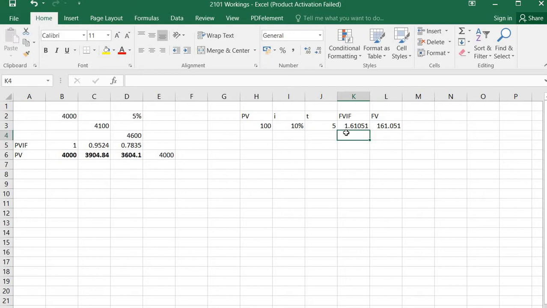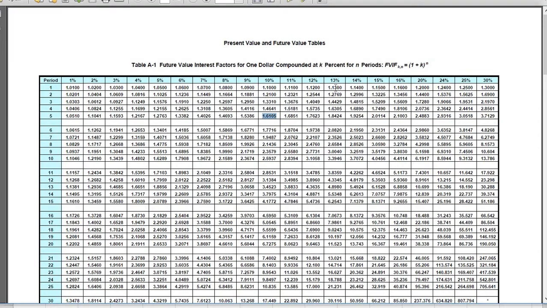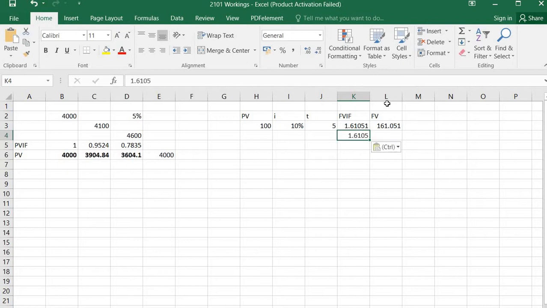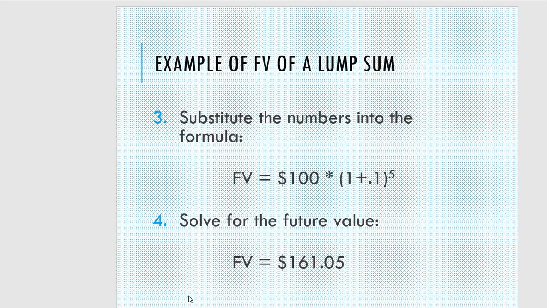Or we can actually get this from tables. Now our table is 5 years, 10%, which is 1.6105. Then we put it there, just paste it there. If we multiply, you see those numbers are kind of the same. 100 multiplied by that one, we get that answer. That's the future value of a lump sum. So we have solved for future value there.